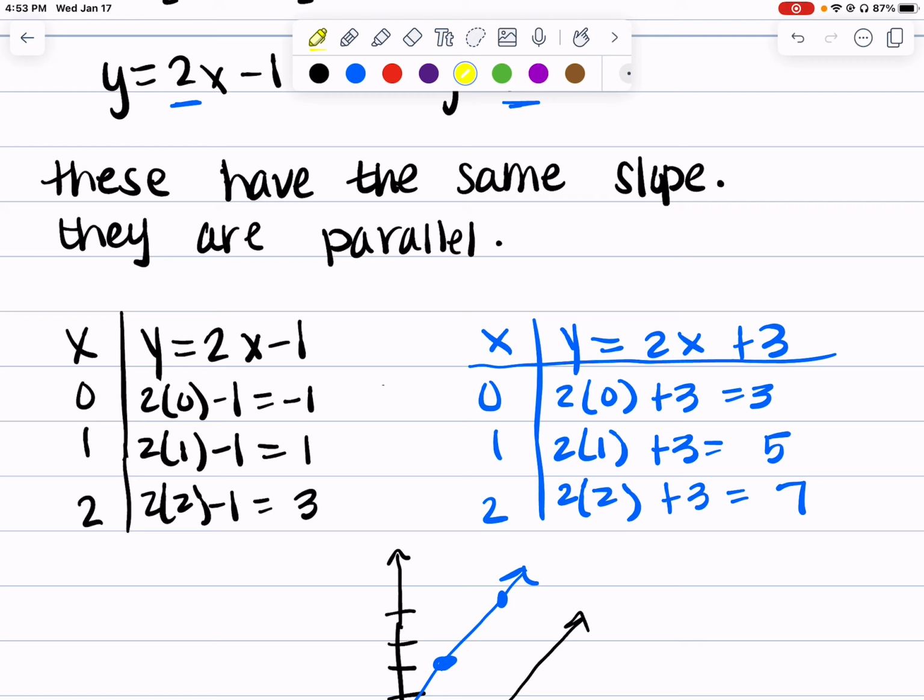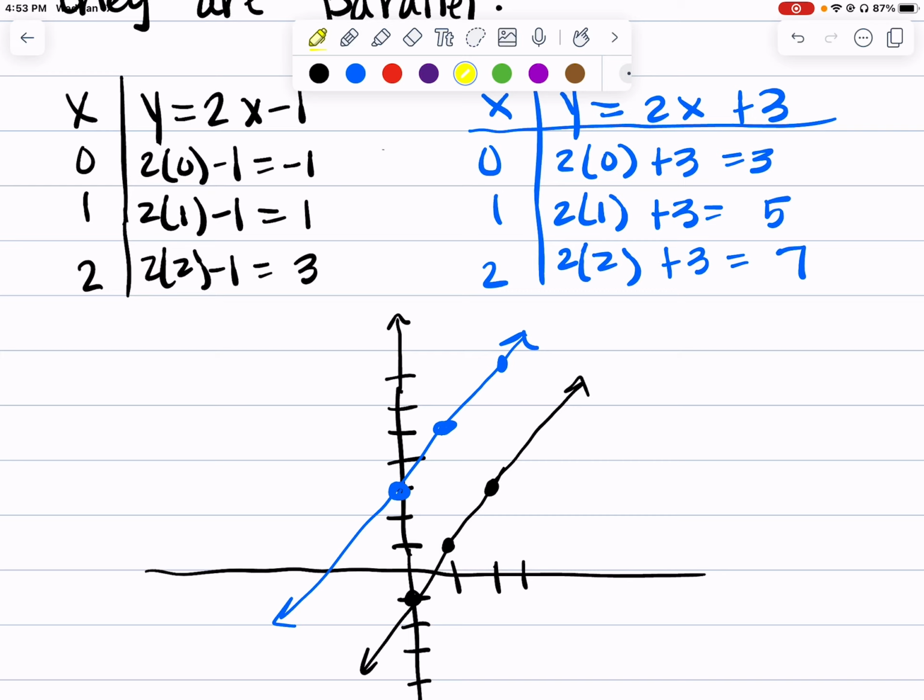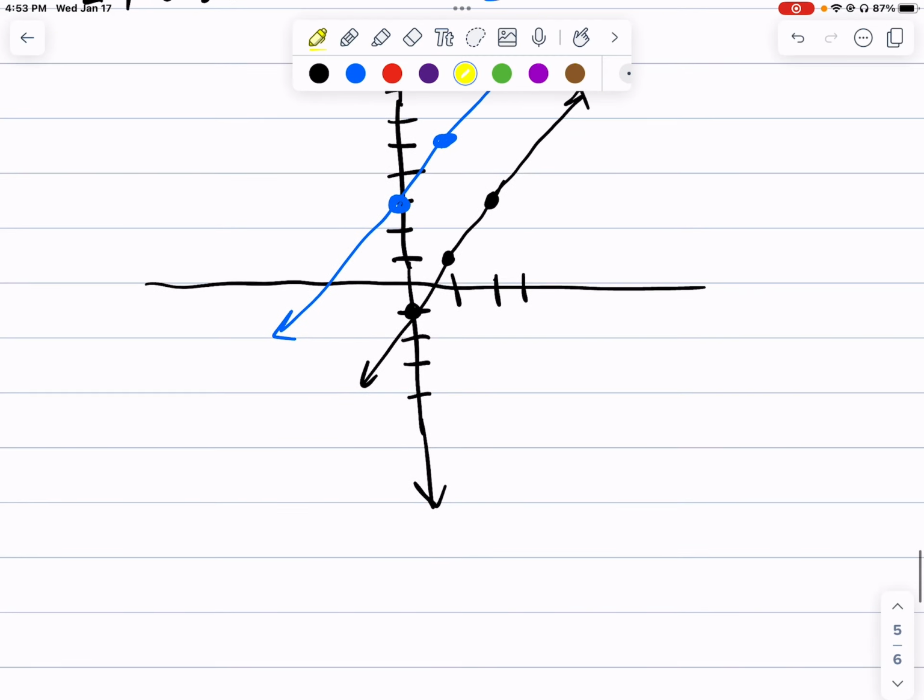Okay, on the right side, same thing. I get my points plugging in numbers for x. Okay, remember we can plug in any number for x. Okay, and so when we plug in, we see that they are parallel lines, which means they don't intersect, which means there's no solution. And that is the end of this lesson.